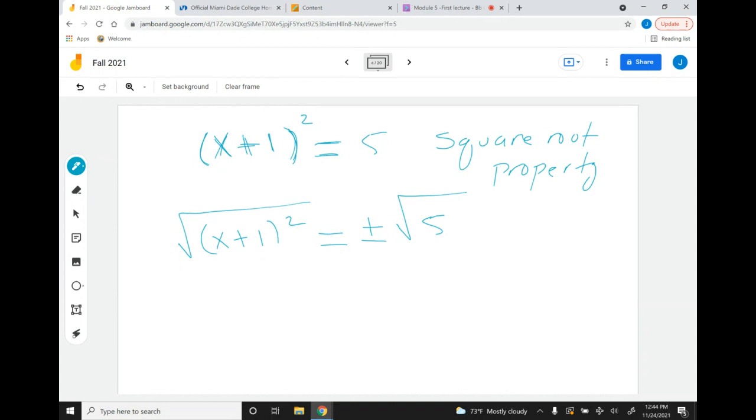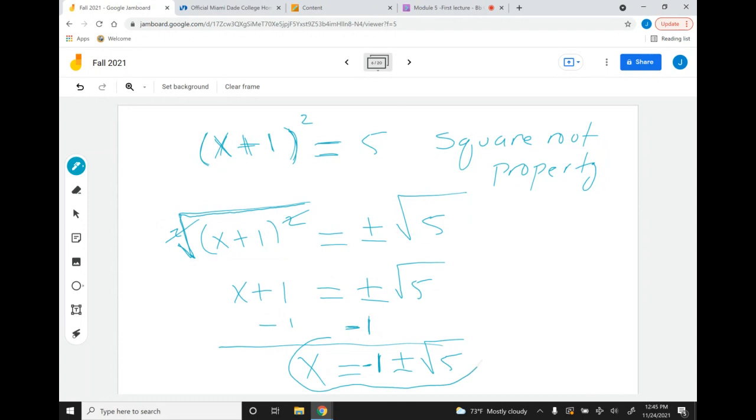Well, what happens here on the left-hand side is when you take the square root of something that is squared, remember that the index here is 2. So these things cancel. So all you have left is x plus 1. You see how that turned out to be very convenient, okay? And on the other side, there's nothing that you can do with the square root of 5. That's it. Now, all you have to do is solve for x, which means I need to subtract 1 to the other side. X is by itself, negative 1 plus or minus the square root of 5. This is the solution.